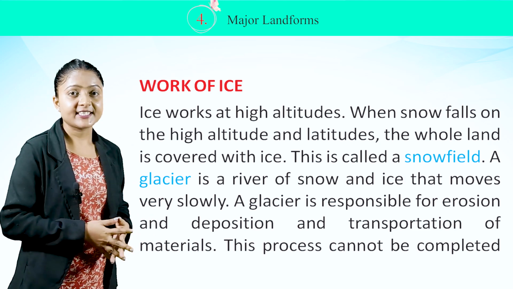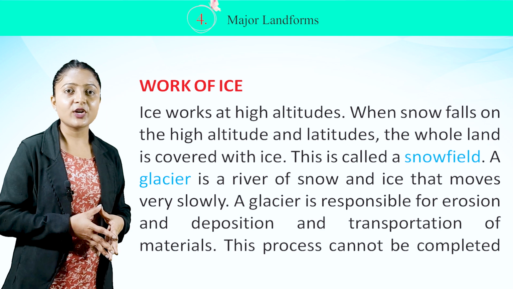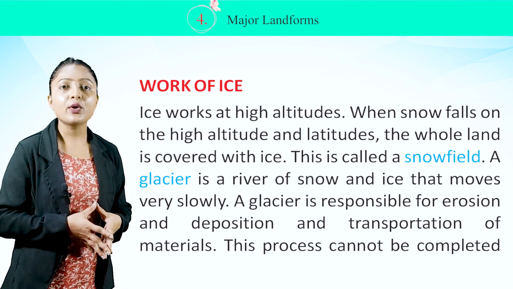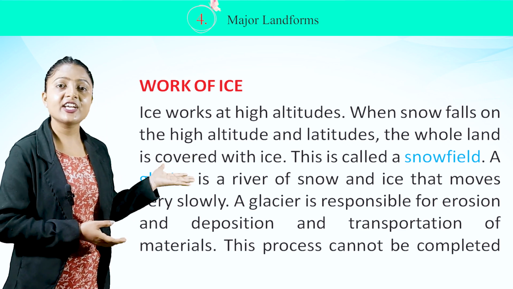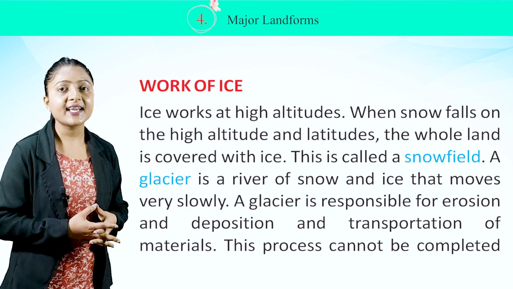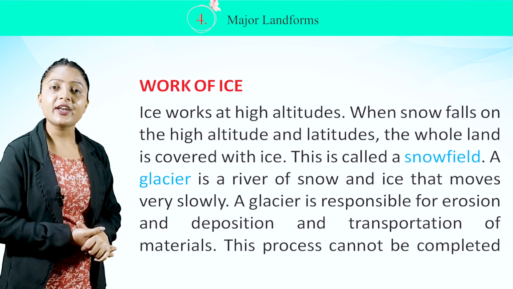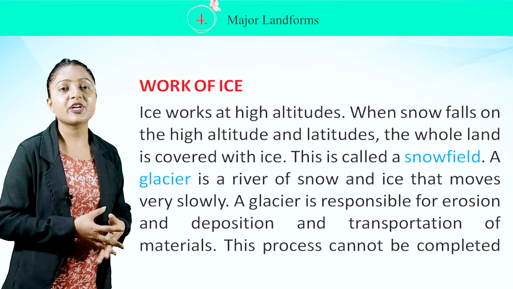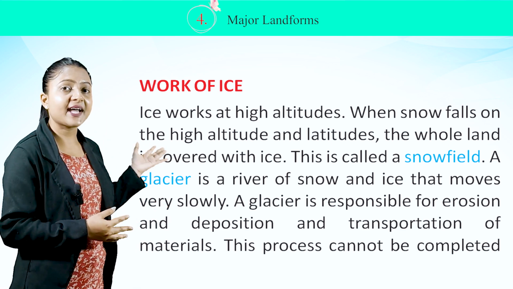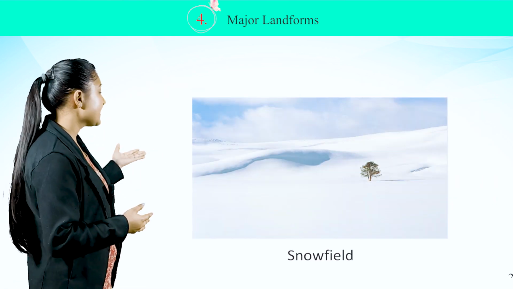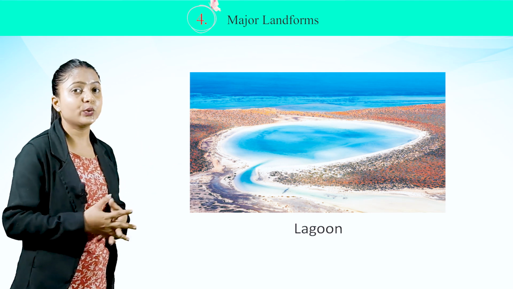Work of ice. Ice work at high altitudes. When snow falls on the high altitudes and latitudes, the whole land is covered with ice. This is called a snowfield. A glacier is a river of snow and ice that moves very slowly. A glacier is responsible for erosion, deposition and transportation of materials. This process cannot be completed by mere ice. This is the picture of a snowfield and this is the picture of a lagoon.